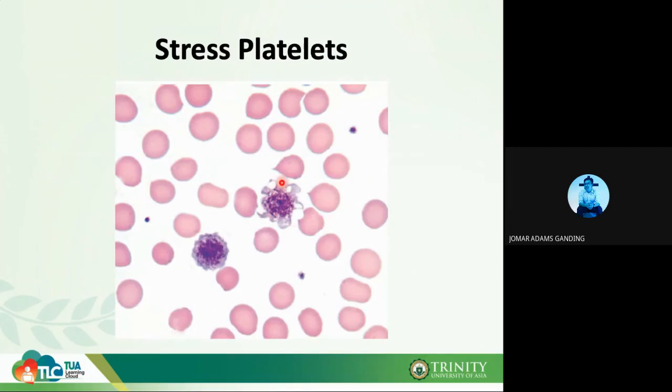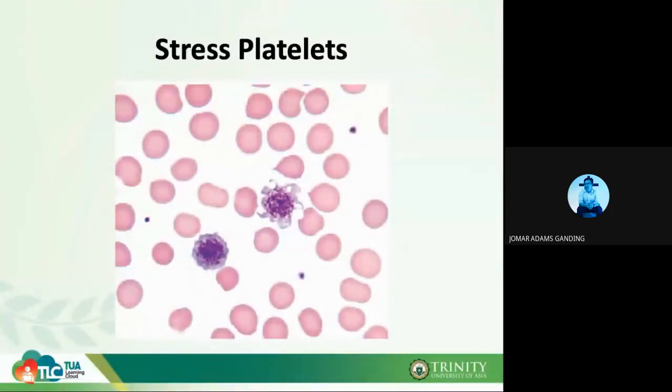Here is your stress platelet, considerably bigger, about 6 micrometers, very close to the 6 to 8 micrometer RBC. The one that I am pointing at on your screen right now, the small dots, are your normal platelets. Your normal platelets are within the size of 2.5 micrometers only.